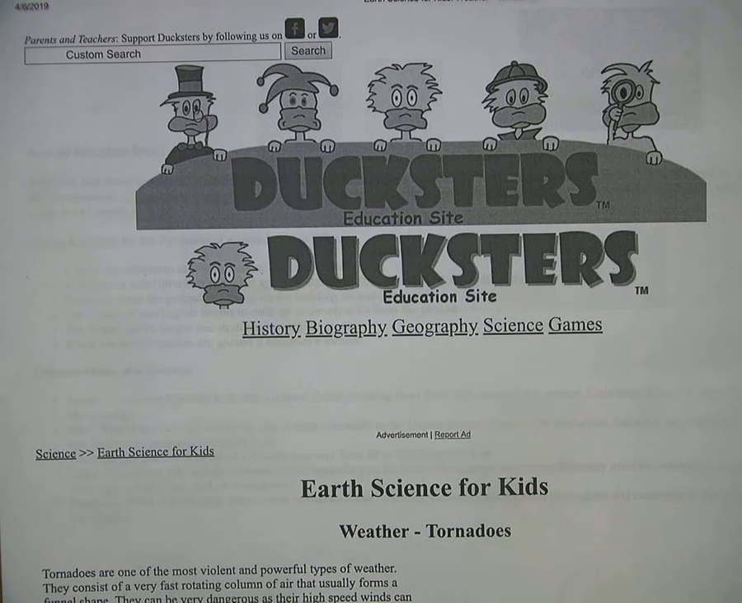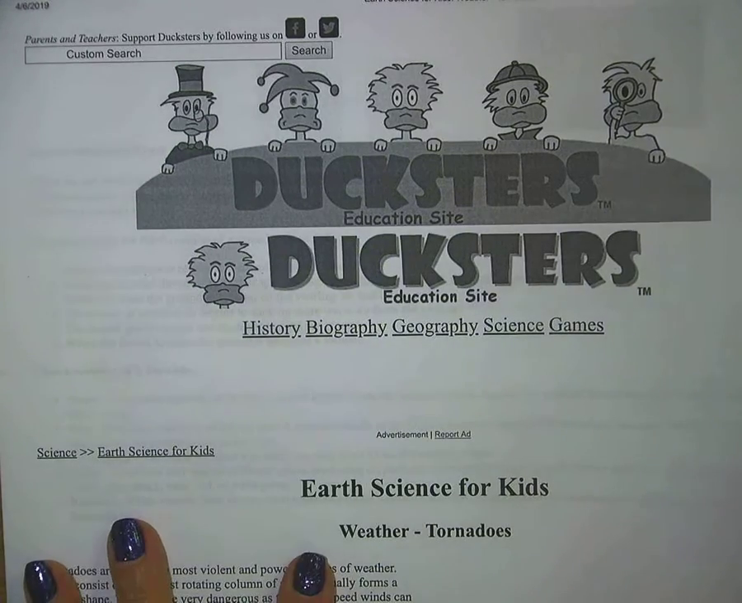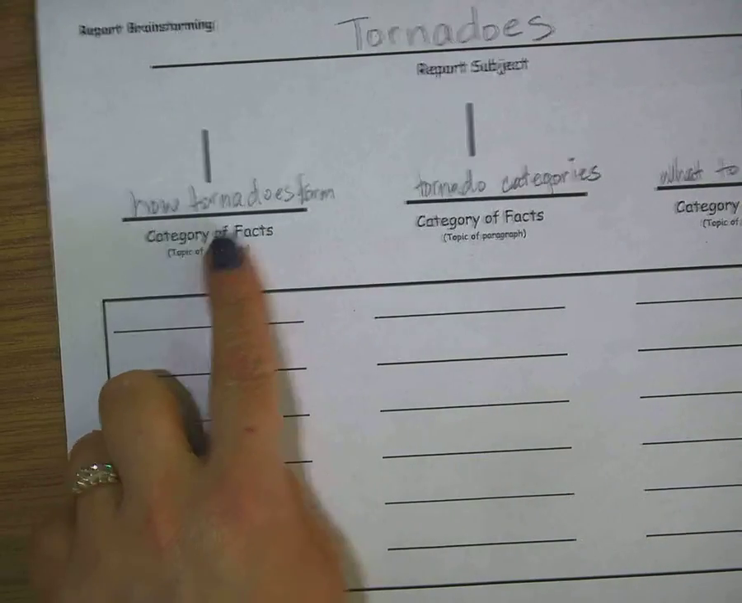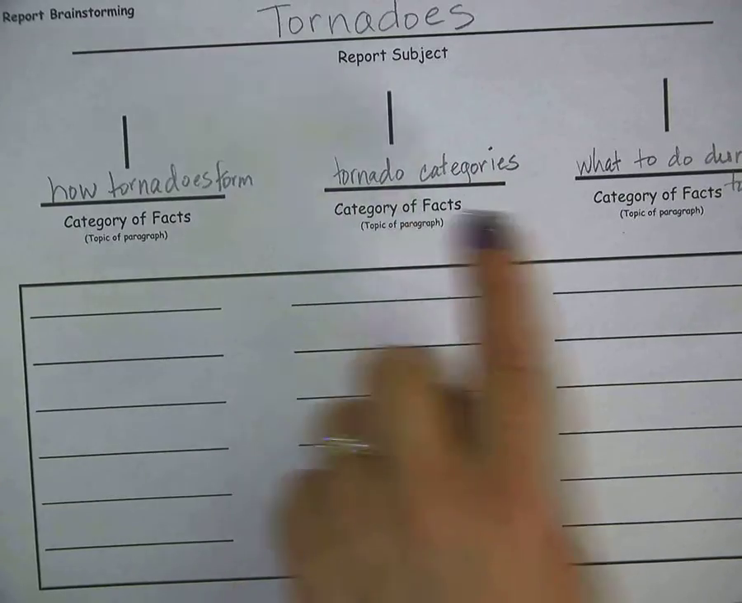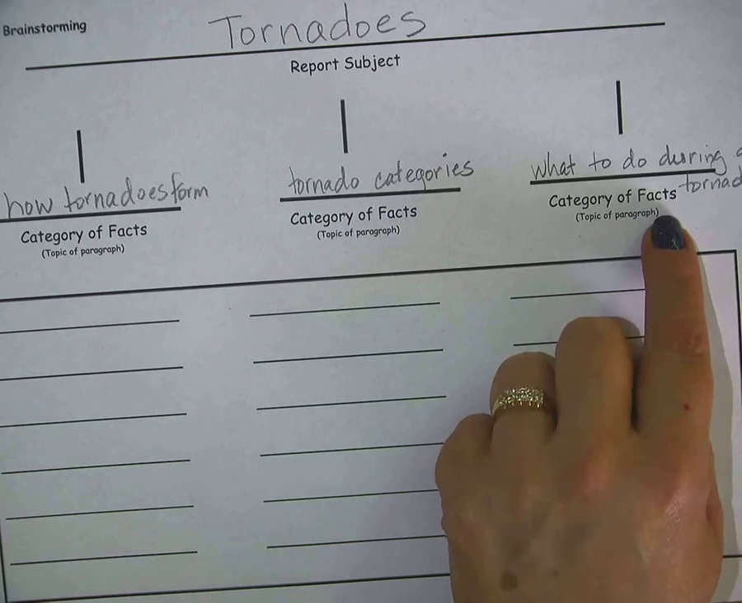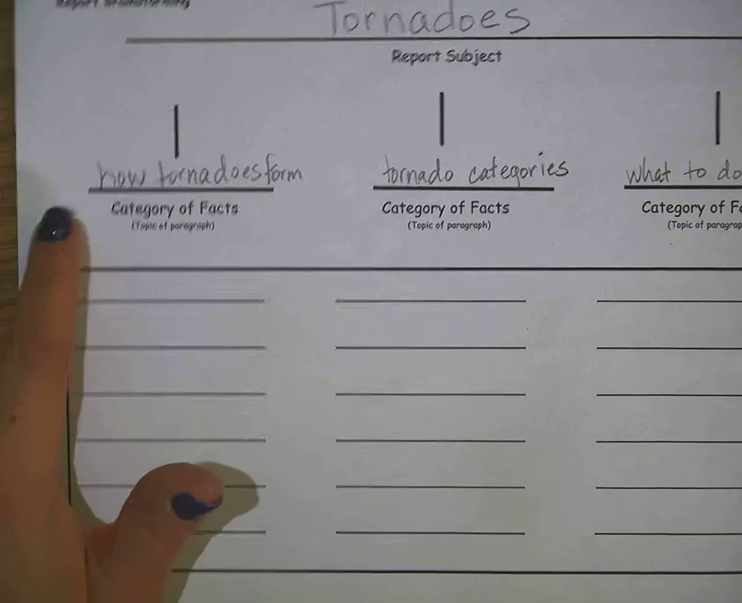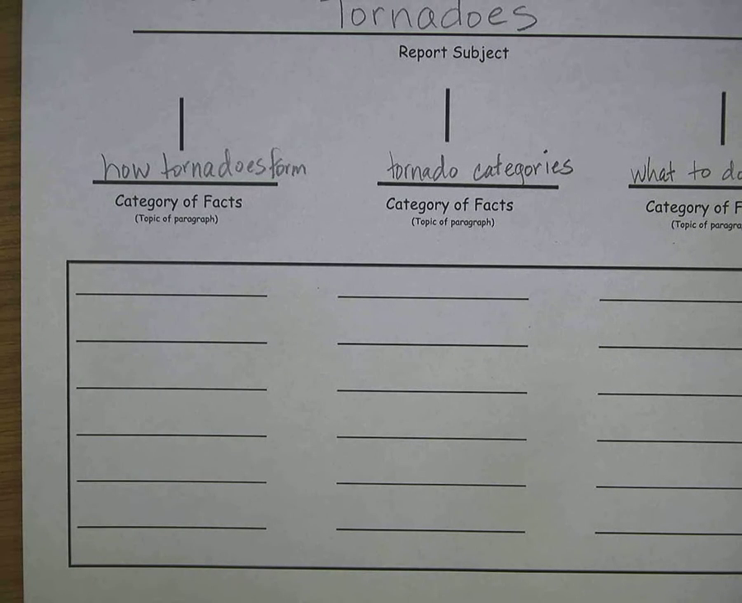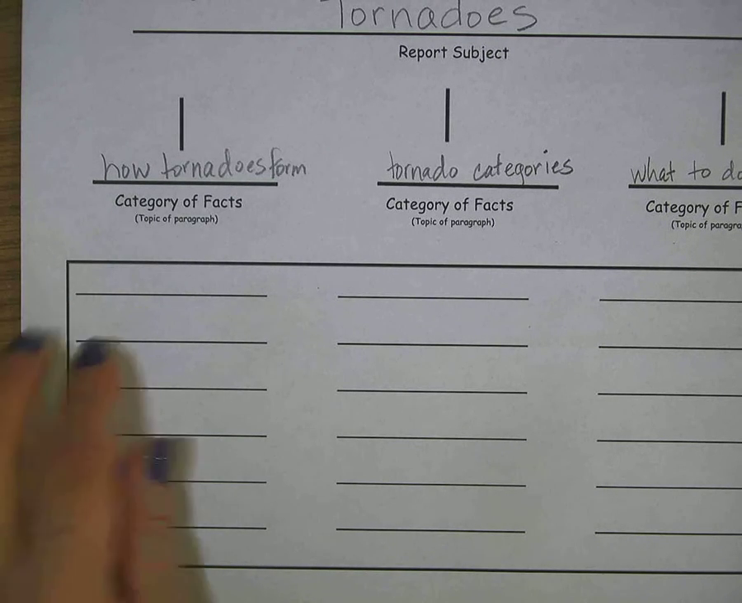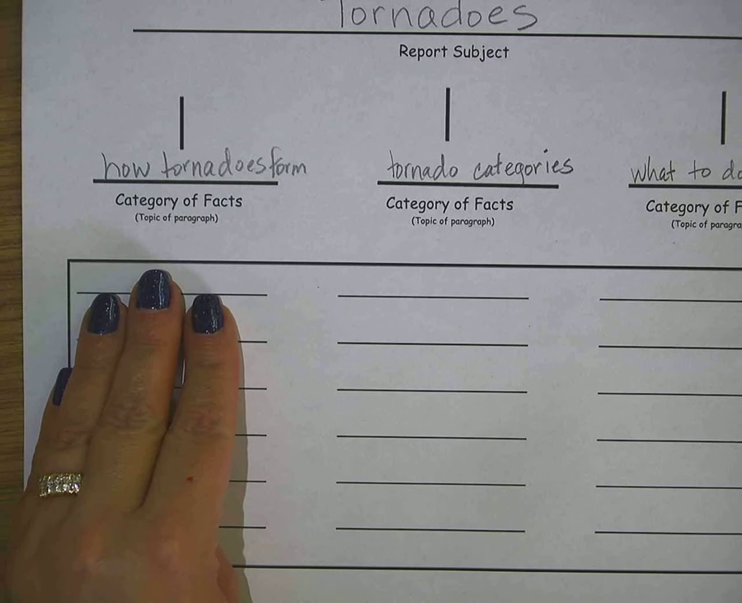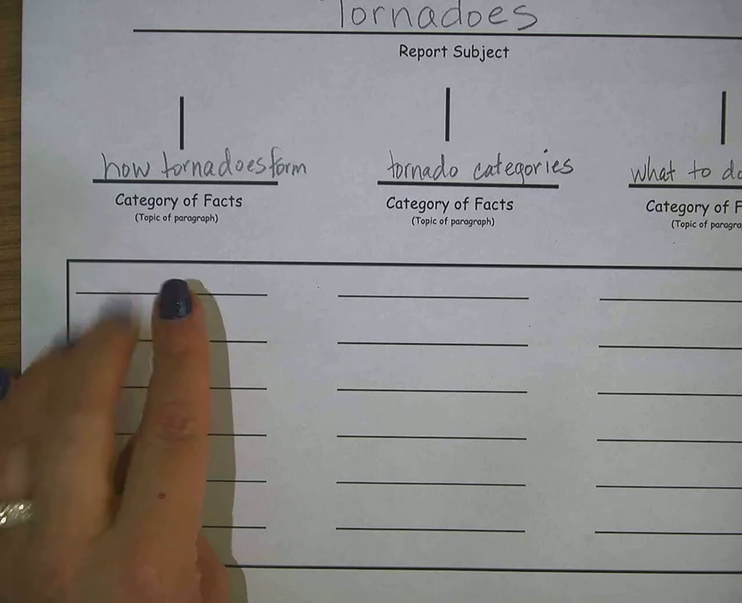The last lesson we talked about gathering information, but we actually were looking for the categories of information. And we ended up with how do tornadoes form, tornado categories, and what to do during a tornado. Those were the categories that we found, and we knew that they were the categories that we were going to use because, one, we thought they were interesting. I did. And then I had at least 3 pieces of factual information for each category.